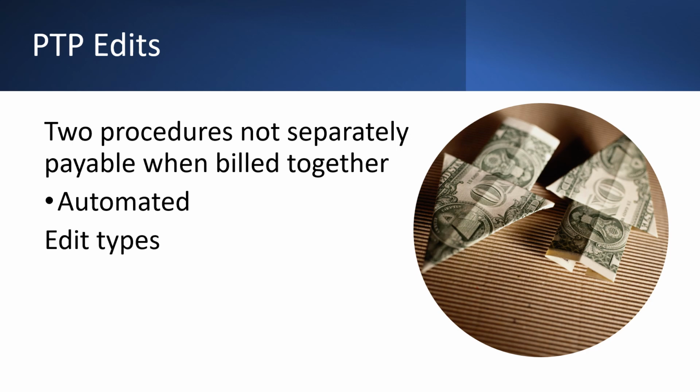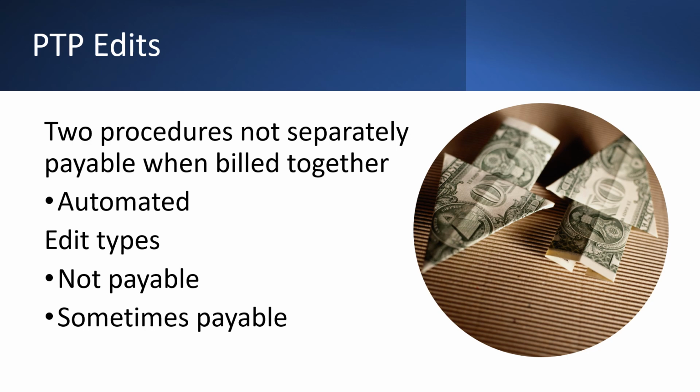CMS breaks these edits into two types of edits. First is your never payable combinations. These codes cannot be separated regardless of what the provider documents. The other type of PTP edits are sometimes payable. This is based in the documentation, and you must append a modifier on the claim to separate the two procedure codes. On their website, CMS provides a list of when you should append a modifier and when you cannot append a modifier. There's a link in the description below to the NCCI section of the CMS website.